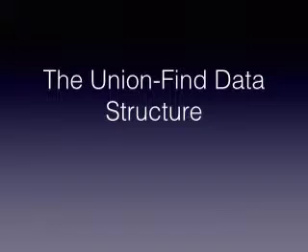These operations can be used to maintain connected components of an evolving graph G equals (V, E) as edges are added. The sets will be the connected components of the graph. For a node u, the operation find of u will return the name of the component containing u. If we add an edge uv to the graph, then we first test if u and v are already in the same connected component by testing if find of u equals find of v. If they are not, then union of find of u and find of v can be used to merge the two components into one.